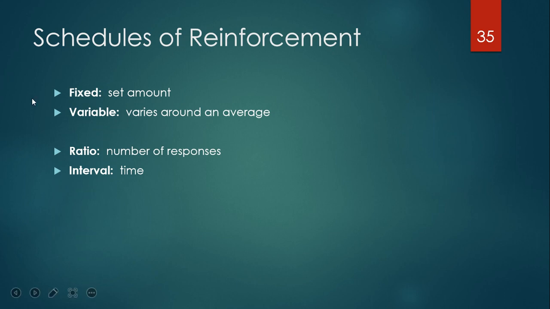So we can break these terms down. Fixed means a set amount. That could be a set amount of lever presses or a set amount of time. Variable means it varies around an average. After an average number of 10 lever presses, that rat will get a treat. Ratio means the number of responses, the number of times that behavior occurs. Interval means time has to pass. The organism will get rewarded for the first time that behavior occurs after an amount of time has passed.